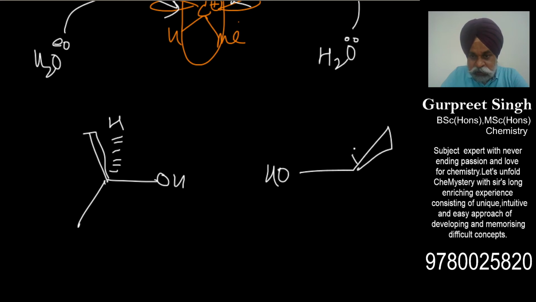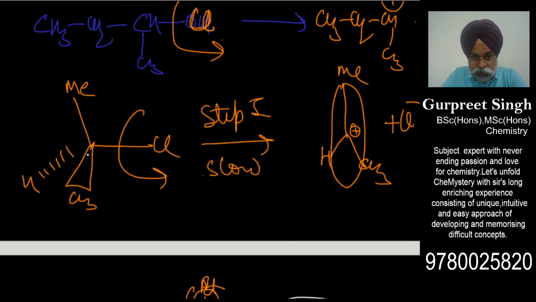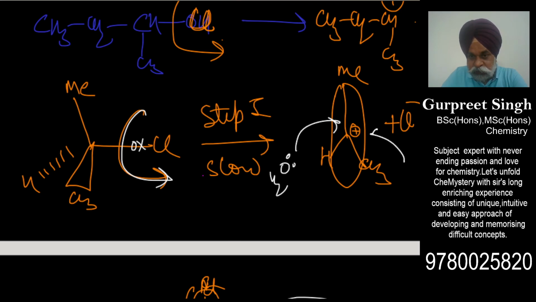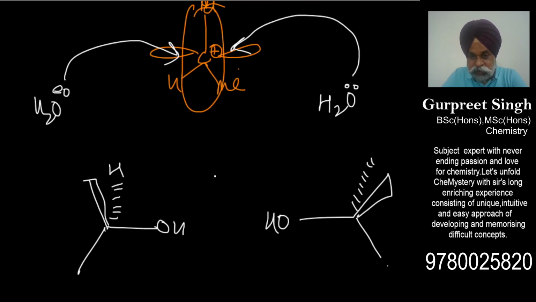But generally we say the inverted product is a little more than the retained one, because for the inverted product the attack is from the rear side of the carbon-chlorine bond. First Cl negative goes out and you get a carbocation. Now the nucleophile, the water's lone pair, can attack from either side. The major attack would happen from the side opposite the leaving group, to avoid steric repulsions.